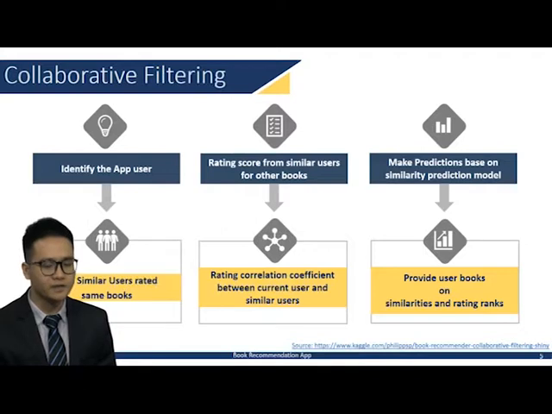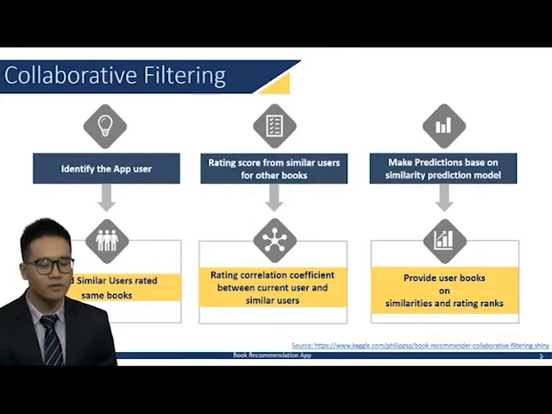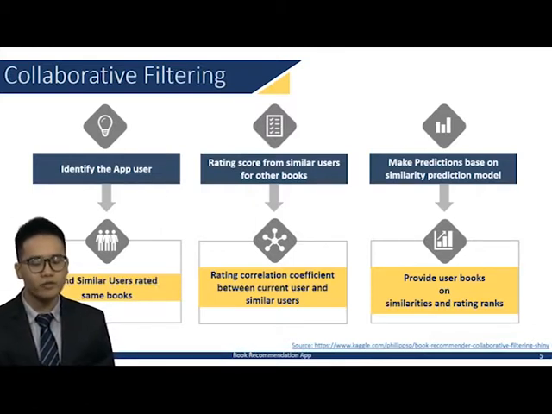By using a rating correlation coefficient between the current user and similar users, we find the top 20 recommended books, and we pick 3 of them to show up as the result in our app to recommend to our user.